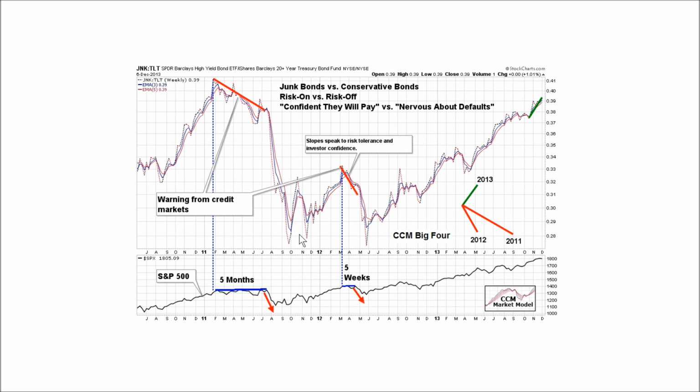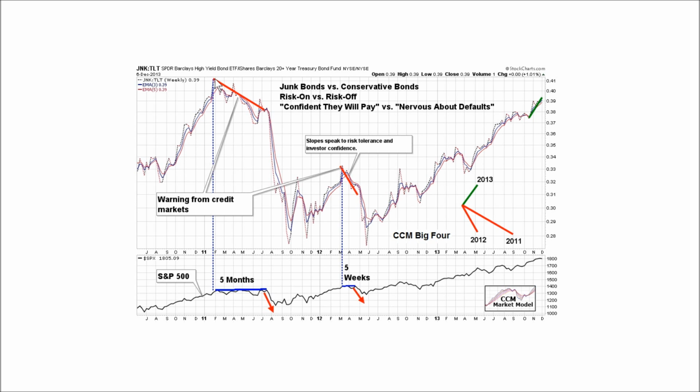For the purpose of the exercise, you can see here in 2011 the ratio is falling. That tells us we have an 'I'm nervous about defaults' profile. The ratio is clearly falling here. We have bearish looks here: blue below red, slopes both down, price below. That's a bearish look. A bullish look is price above the blue and the red moving averages, blue above red, and the slopes of both up.